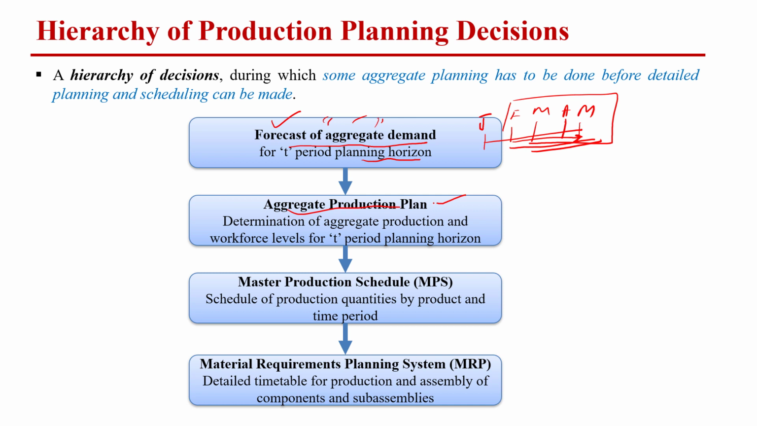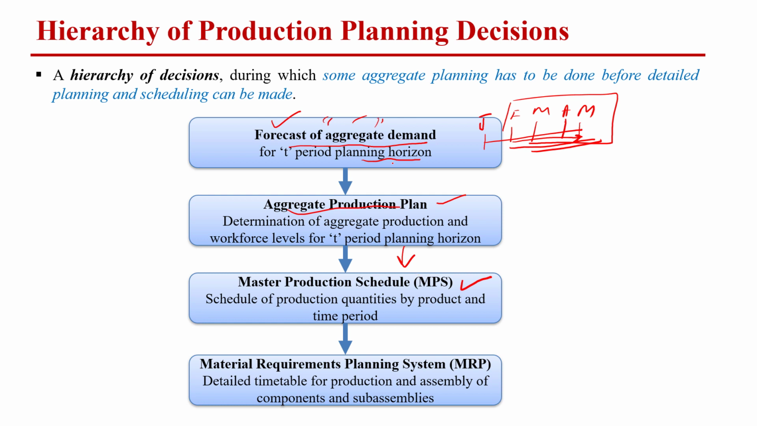Okay, once we have developed the aggregate production plan, then we are going to develop the master production schedule. For the master production schedule, the aggregate production plan works as an input. So for every aggregate production plan, which means for every product family, we are going to break down that product family into every individual SKU in the master production schedule.